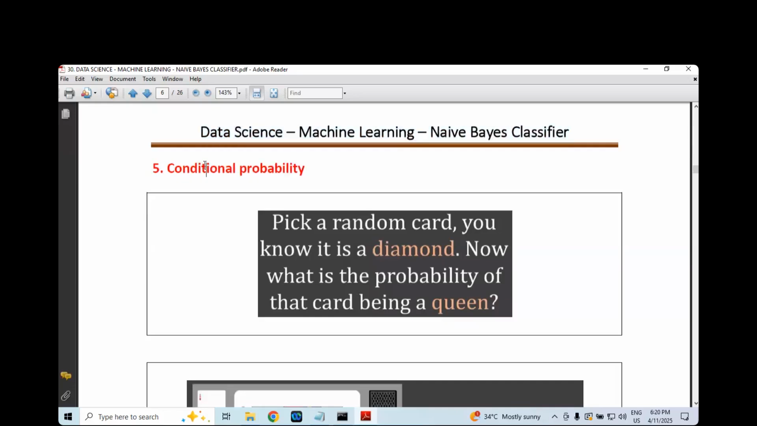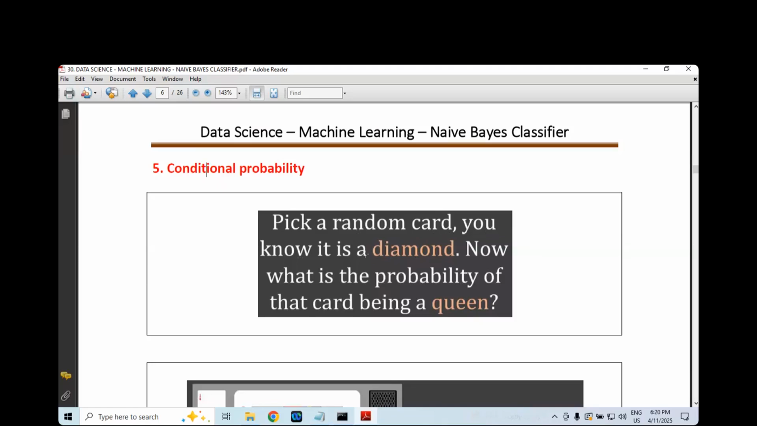Conditional probability. Pick a random card and it is a diamond. Think like you pick a random card. Recently I have seen one reel. In olden days, a person had to share card number 1, card number 2, card number 3. But recently a small machine came. You can just keep all the cards in it, press how many members, and it will shuffle automatically. Sorry for telling, sir, I don't have that machine. I'm just telling. Don't look at me doubtfully.